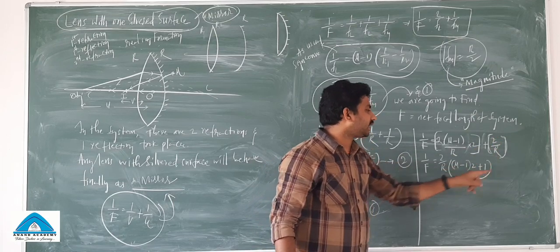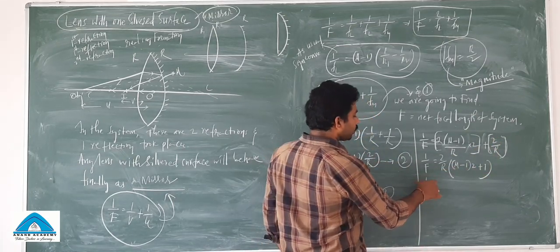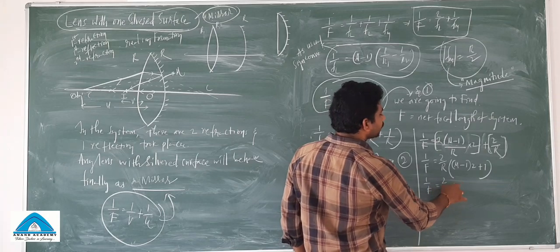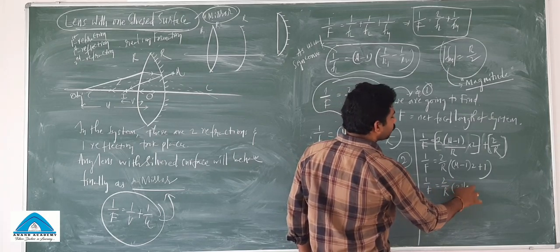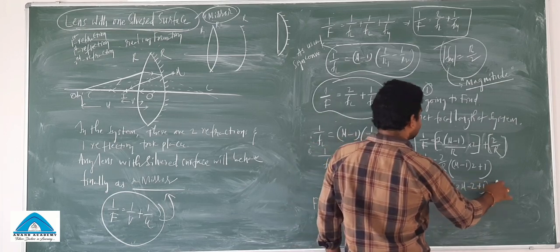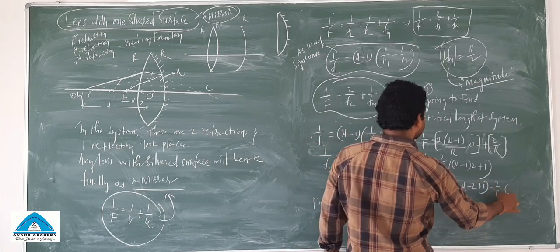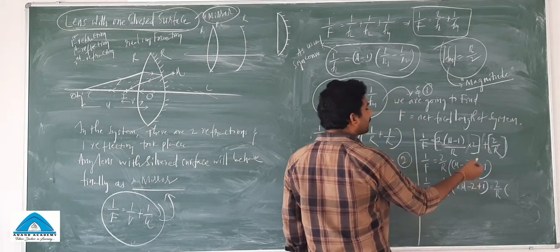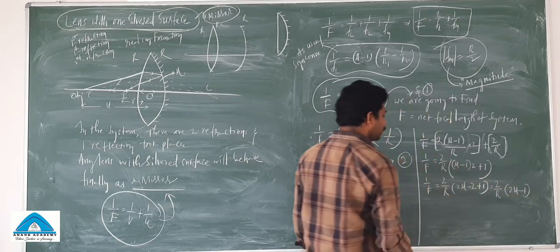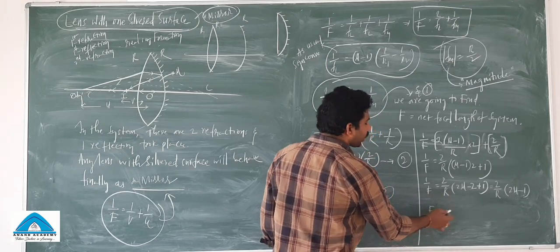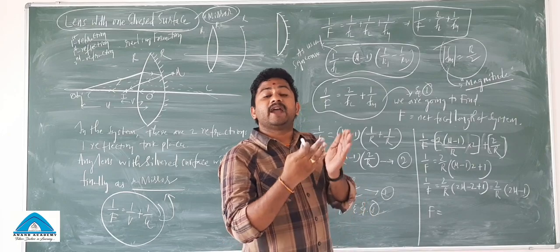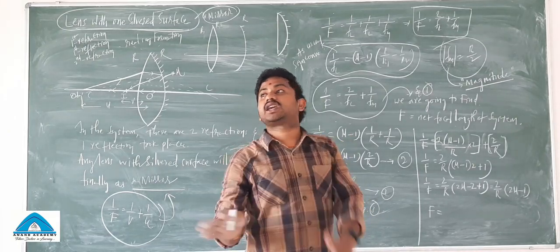So this 2 by R is taken common, it is 1 here. So 1 by capital F is equal to 2 by R into (2 mu minus 2 plus 1). So I can write it as 2 by R into (2 mu minus 1). So you will get the effective focal length of the system, called the effective focal length of a concave mirror.